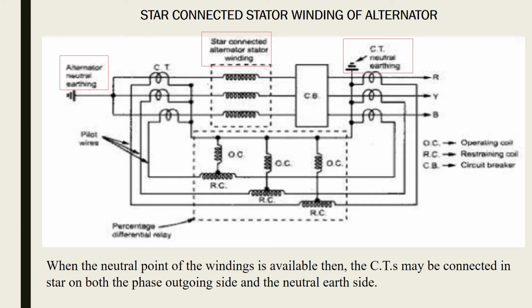The CTs here are connected in star, and therefore we have also obtained the CT neutral earthing. When the neutral point of the stator winding is available, the CTs can be connected in star, as you can see in the figure, on both the phase outgoing side and the neutral side. This is the neutral side of the alternator and this is the phase going side of the alternator. Both the CTs placed on both sides of the stator windings are therefore connected in star.